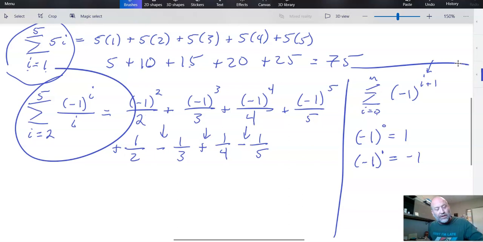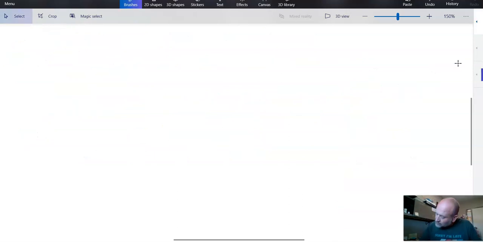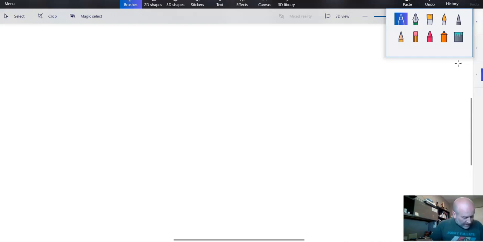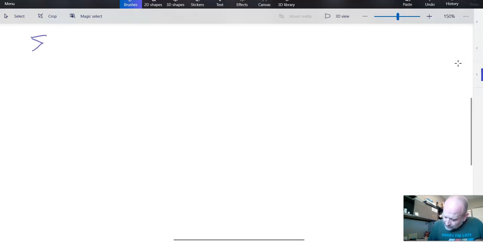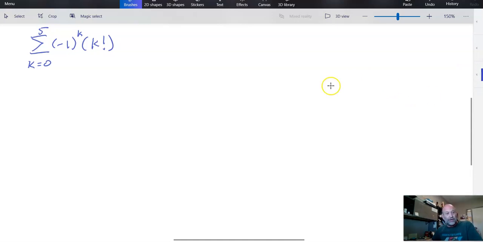Okay, so let's go ahead and clear this. And let's see, what do I have for my last example? This one we can do. Okay, so this is the sum from k equals 0 to 5 of (-1) to the k times k factorial. Go ahead and pause it here and see if you can write out the terms of this summation. See what you get. All right, so I'm assuming you've paused it at this point. So let's go ahead and take a look at this.